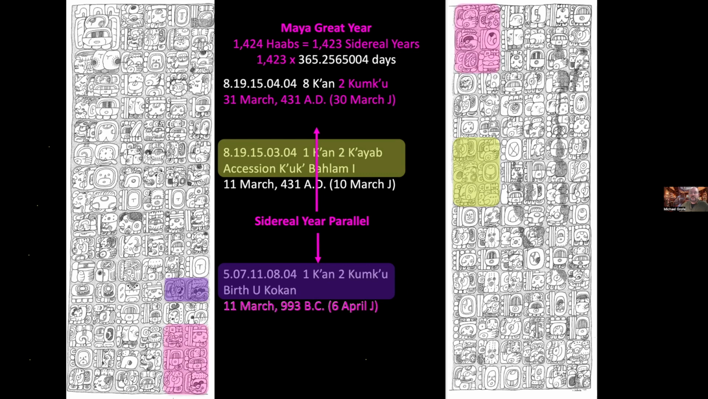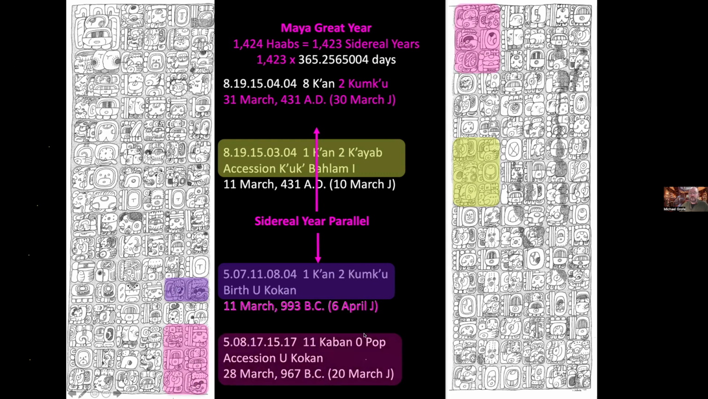If we look at the date that connects both the mythological panel with the historical panel, this is the accession date of U Kokan, which, if you might recall, was on that Haab New Year of 0 Pope. And this is something that caught my attention as an intentional calculation, or as I believe Floyd Lounsbury called it. What did he call it?